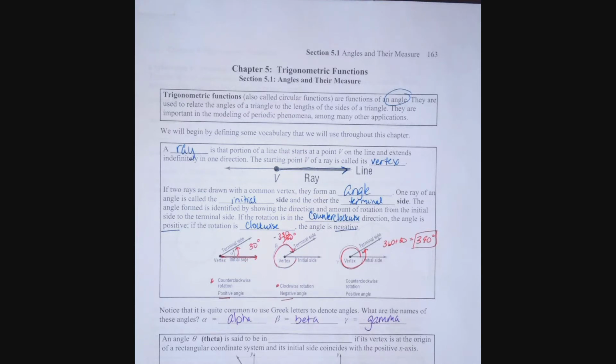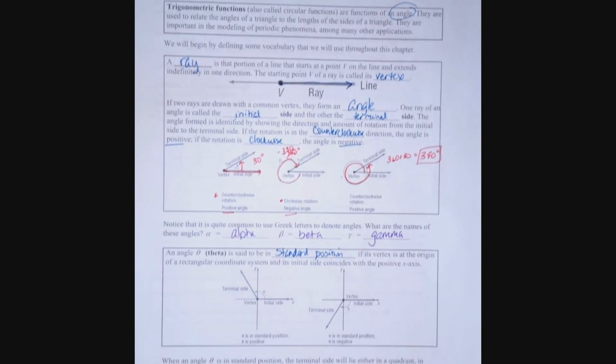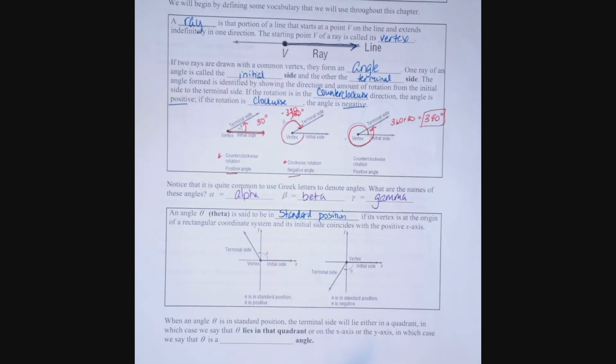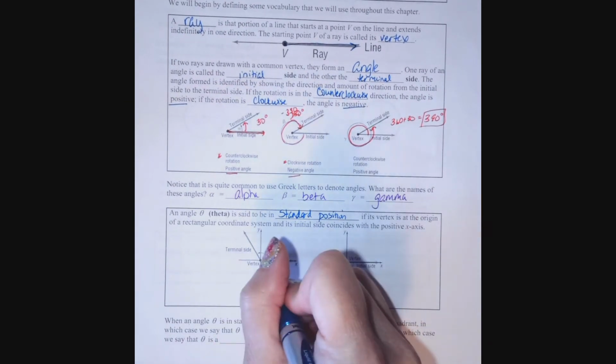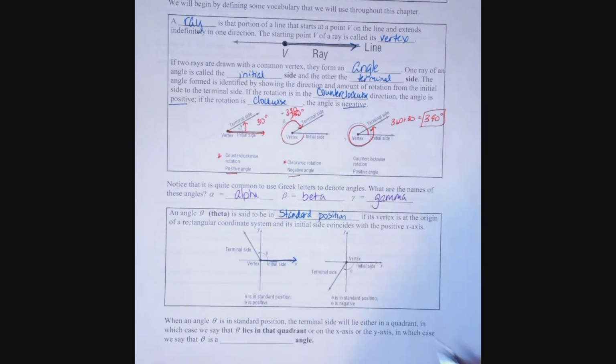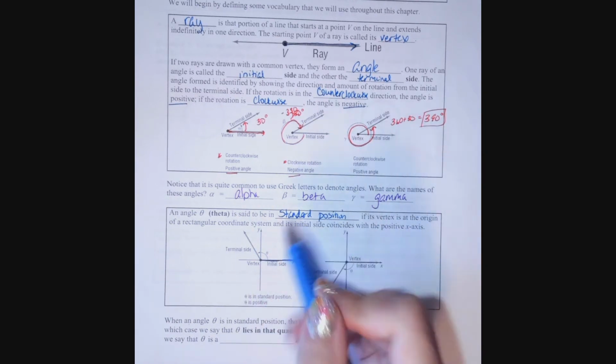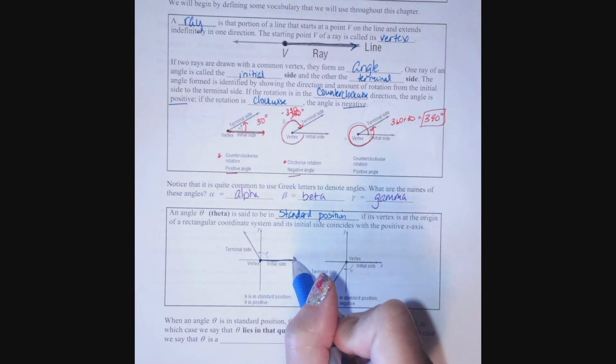Okay, an angle theta, we're just going to name our angle theta with that Greek symbol, is said to be in standard position if its vertex is at the origin of a rectangular coordinate system and its initial side coincides with the positive x-axis. So I'm in standard position if my angle is seated at the origin with the vertex at the origin and the initial side is the positive x-axis.